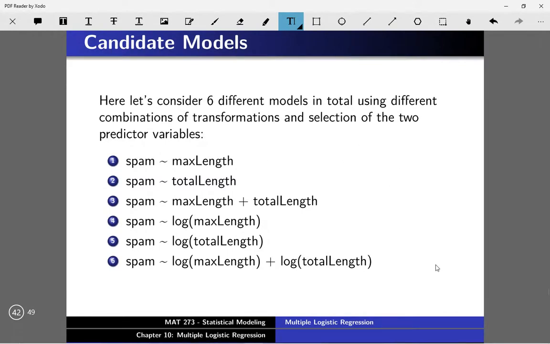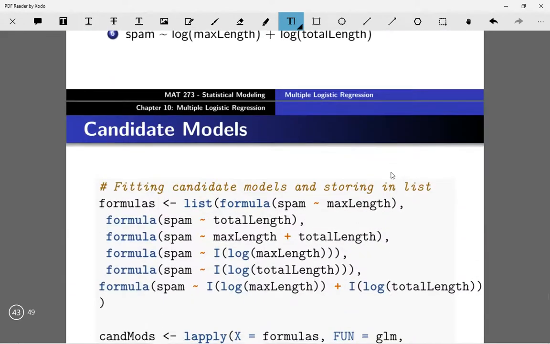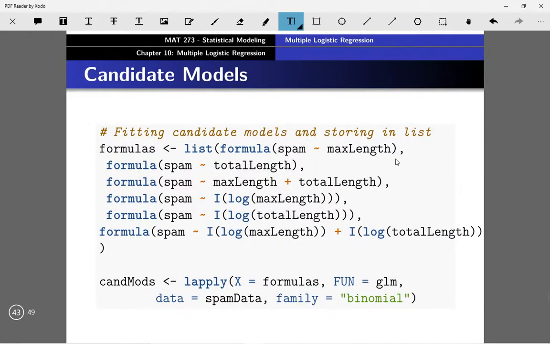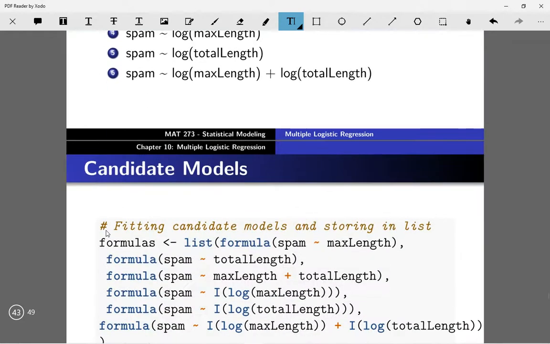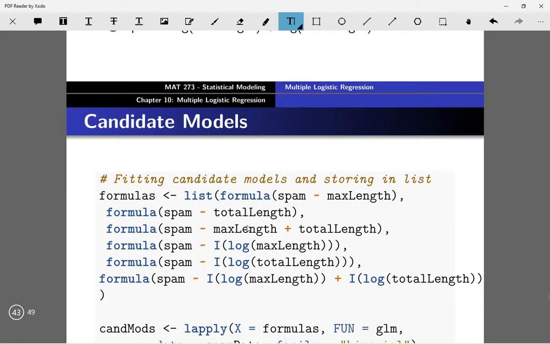Which one is the best? That's where it's hard to decide. Well, let's use cross-validation and see how that goes. So first, what I'm going to do here with this R code is creating these formula objects for each model, which represents the relationship in the data that we're going to model. And this corresponds to these 6. It's in the same order. First one is just max length, total length, the 2 predictors, log, and then both predictors log transformed.